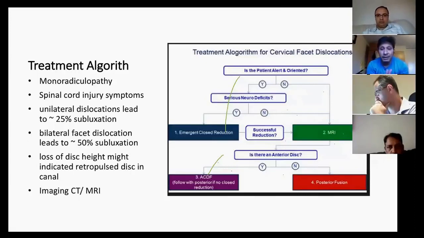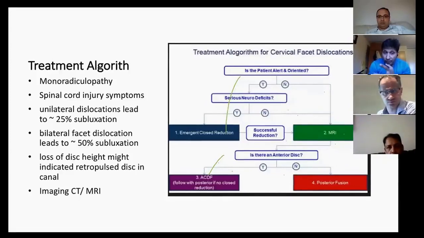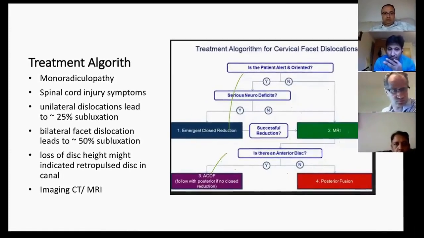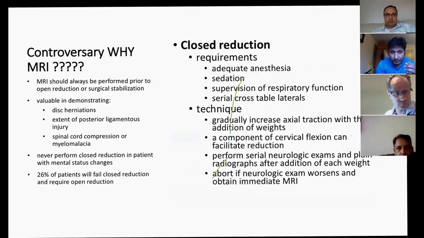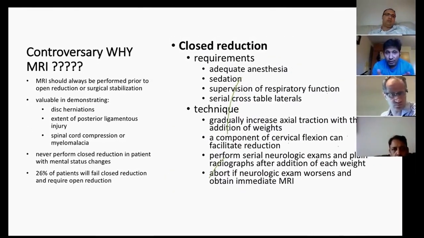However, the principles of management are, as it's a dislocation, we need to reduce it closed, emergent. Whether it's successful or not successful, you then subsequently get MRI scan and take it further. Remember the buzzwords: monoradiculopathy, spinal cord injury, and imaging. From here, the controversy starts.